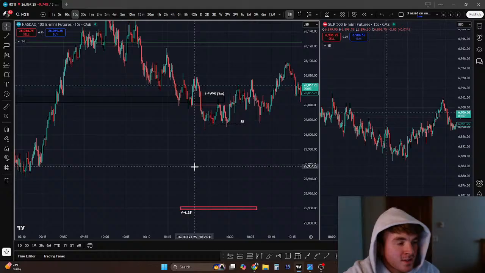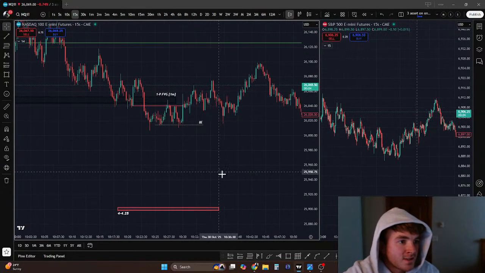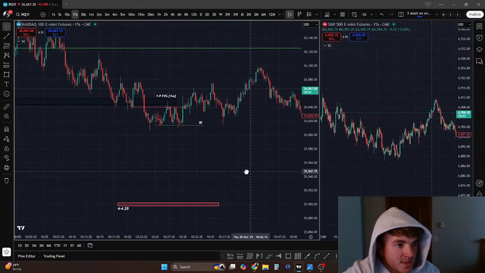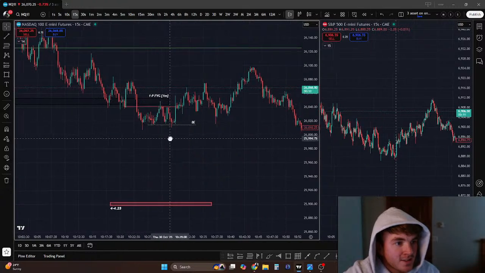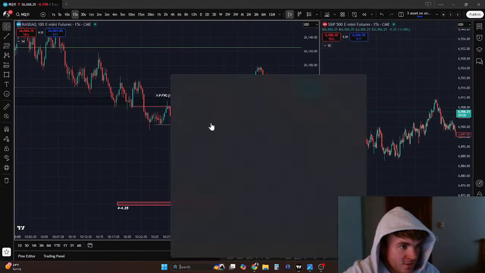Honestly, I don't feel like it's even valid, because this was not interacting with the first presented fair value gap. The lows were, but not the highs. So honestly, I don't even know if it's valid.